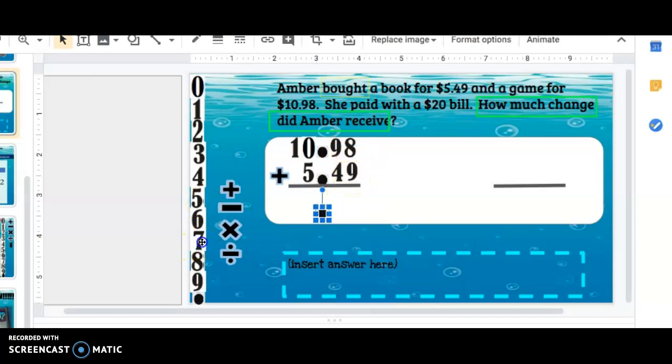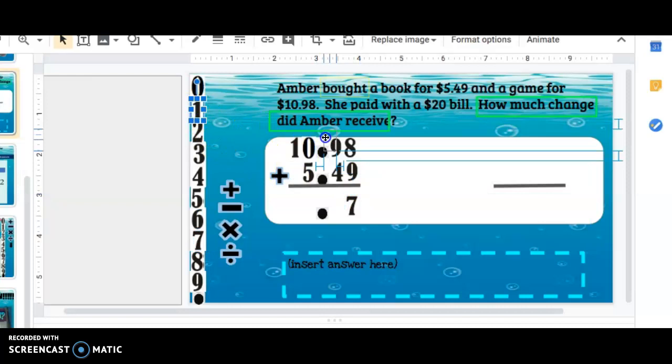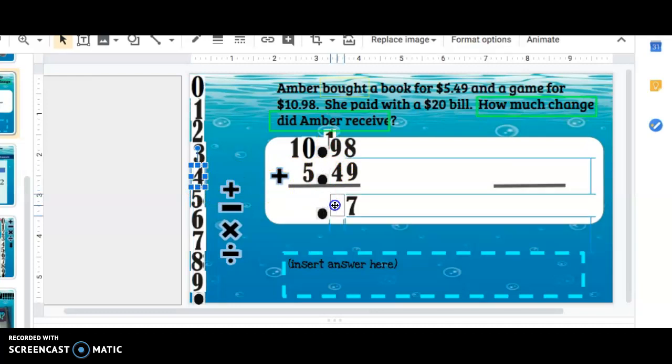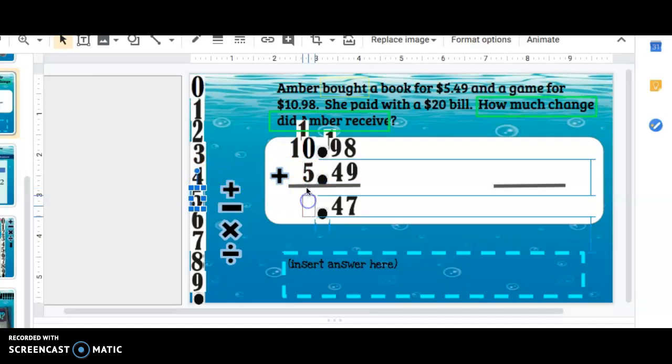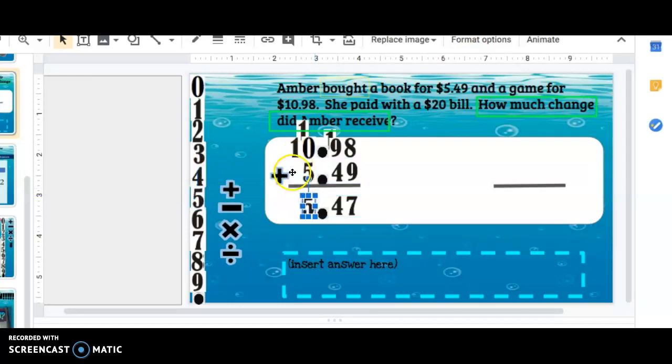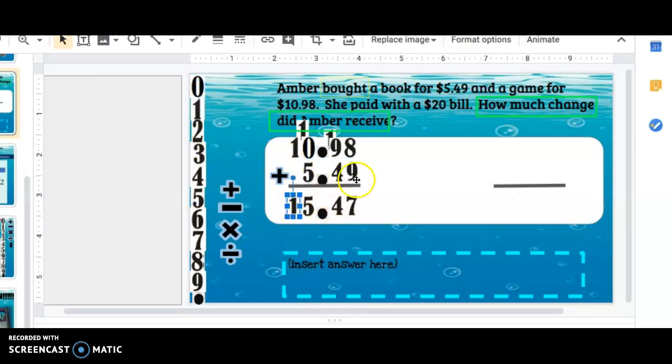9 plus 8 is 17. 9 plus 1 is 10. 10 plus 4 is 14. Bring up the 1. 1 plus 0 is 1. 1 plus 5 is 5. And then there could be a 0 here, so if you feel comfortable sliding a 0 there as a placeholder, you can. 1 plus 0 is 1. So Amber spent $15.47 at the store, but we want to know how much change she's going to be getting back.